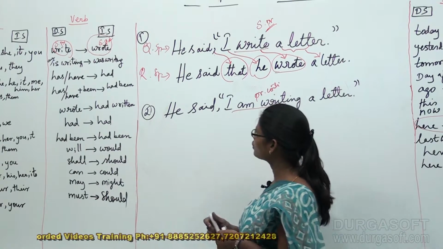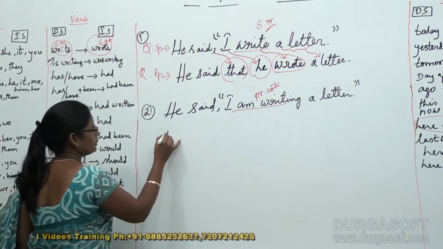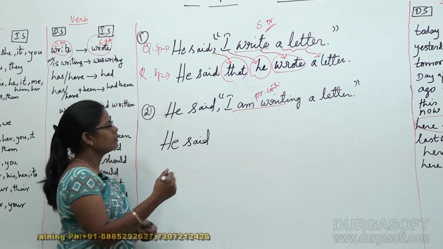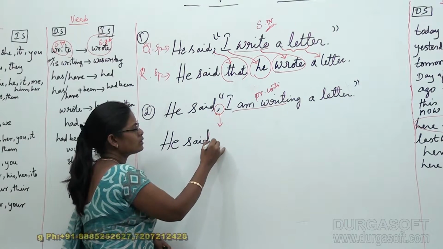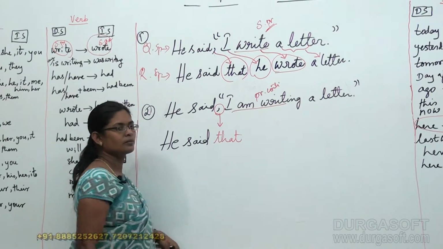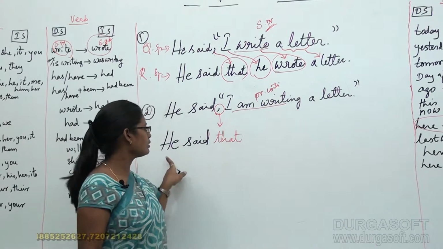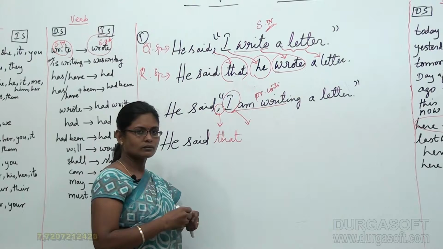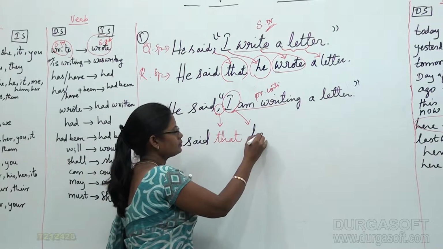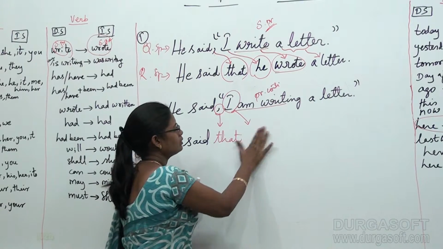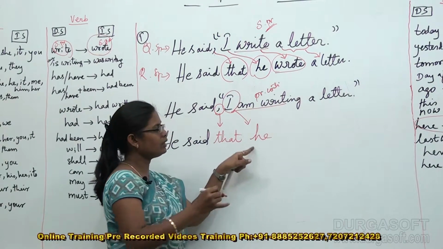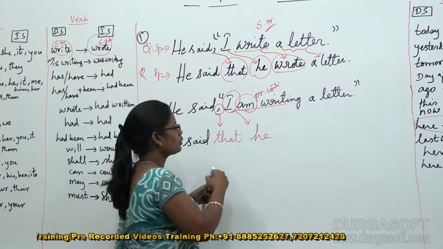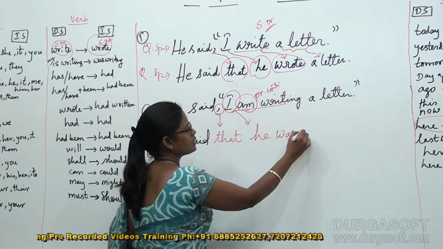Now let's convert this into reported speech. He said, this comma becomes "that". I am writing. He said that. I gets converted into he. Okay, all right, I'll give it a reading. He, and "am" gets converted into "was writing".